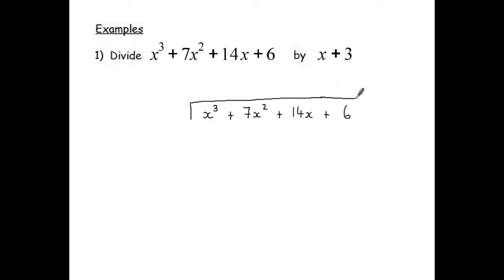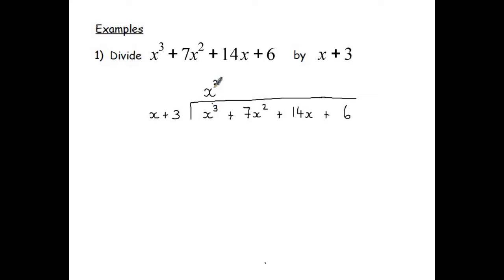Make sure your bus stop goes all the way across. And this is your factor, this is what you're dividing by, so your x plus 3 on the outside. Okay, so the first thing you want to do, I know the whole factor is x plus 3, but the first thing you want to do is just divide by the x. So you're going to be doing x cubed divided by x. X cubed divided by x gives us x squared.